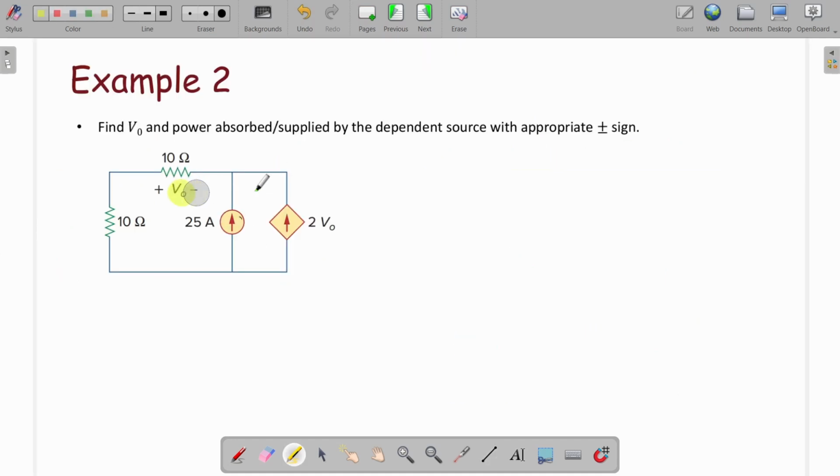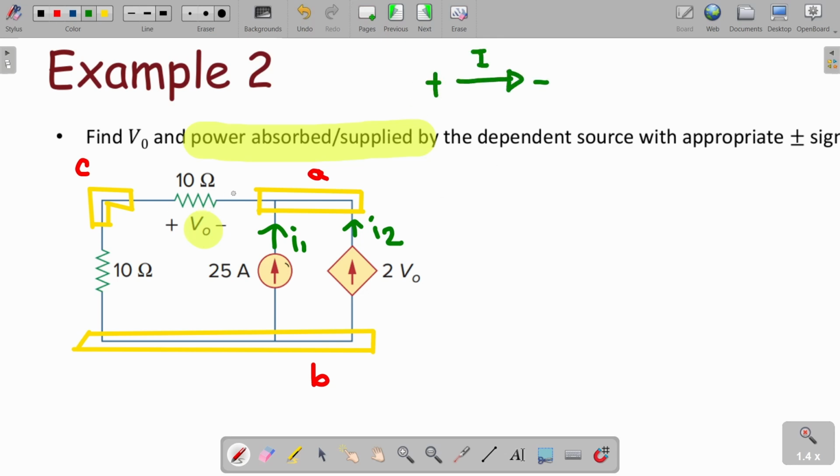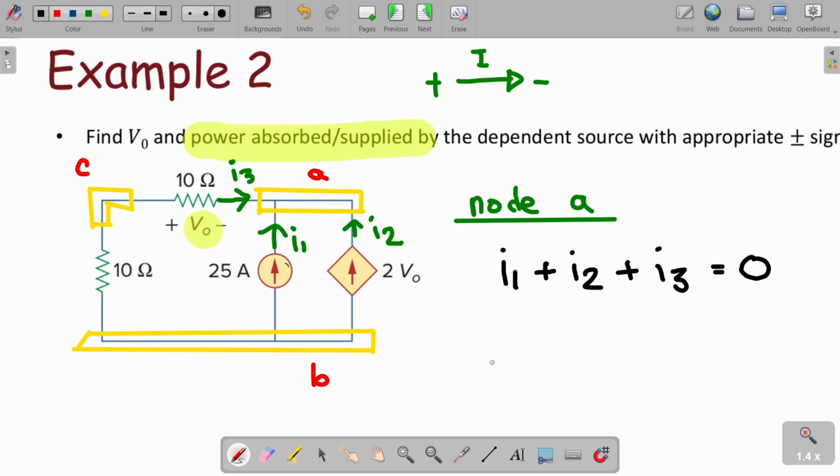This question asks to find the value of V0 and the power supplied or absorbed by this dependent source. Let's begin by identifying the nodes to make our life easier. Let's identify the currents entering or exiting node A. Since current flows from positive to negative terminal, the direction of I3 will be towards node A. Now, applying KCL at node A, we get I1 plus I2 plus I3 equals 0.